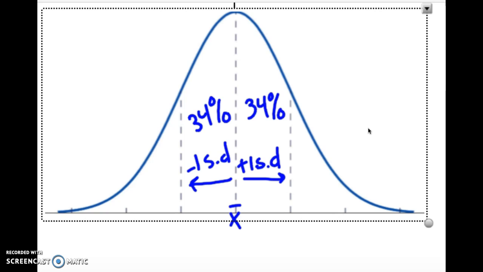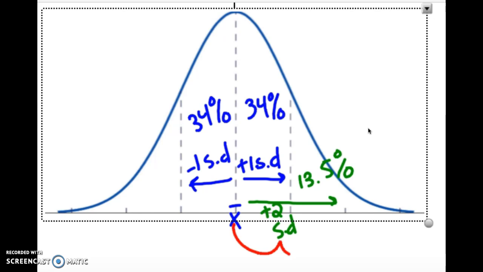And then if we keep going with that, if we are in this section, that represents 13.5% of the data. So a data point that is between 1 and 2 standard deviations away from the mean or above the mean, that is 13.5% of the data. And then anything that is more than 2 standard deviations away from the mean, that is 2.5% of our data. And then the same thing is true on this other side. We have the 2.5% and then 13.5%.